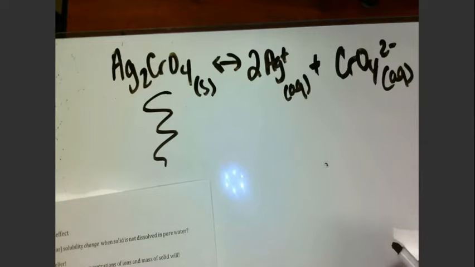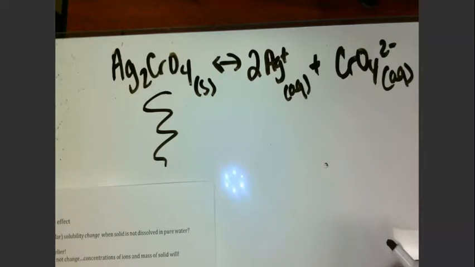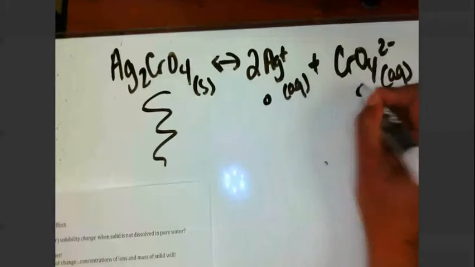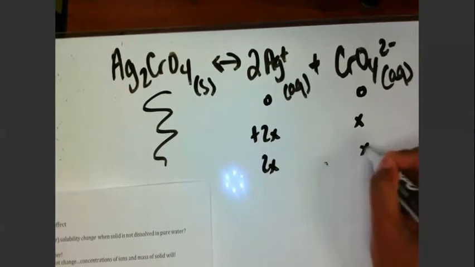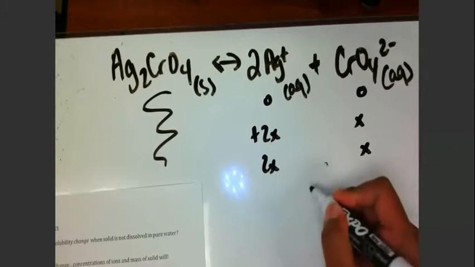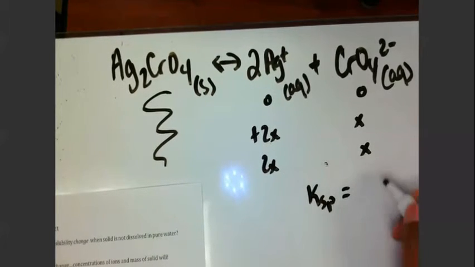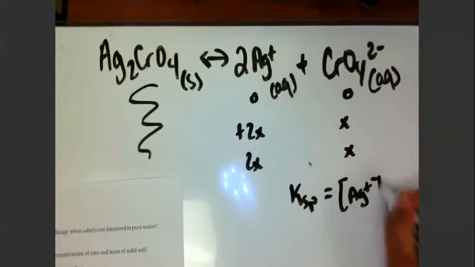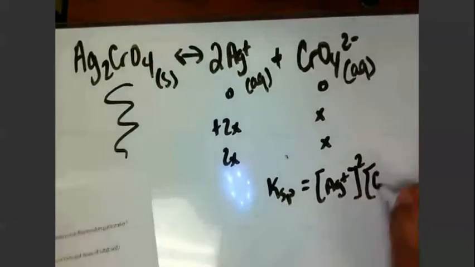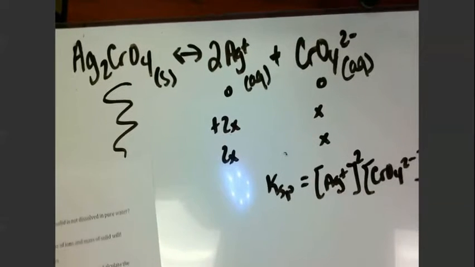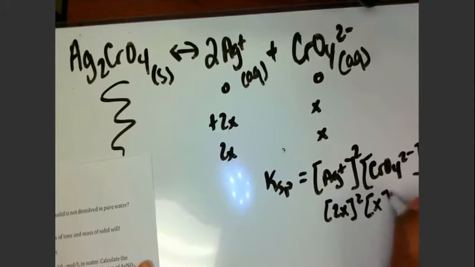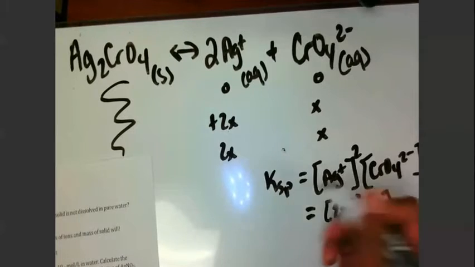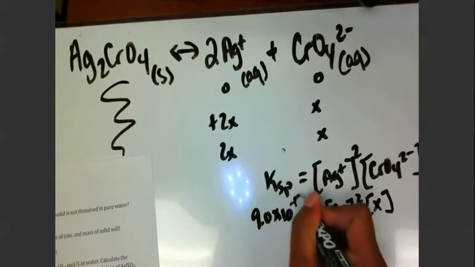What I need you to understand is if this were actually silver chromate in water, we would say this is 0, this is 0, this is plus 2x, this is plus x, so 2x and x. Then Ksp is equal to Ag+ squared times CrO4 2- to the first, which is 2x squared times x, equivalent to 9.0 times 10 to the negative 12.